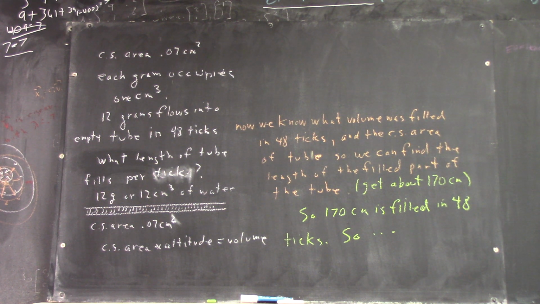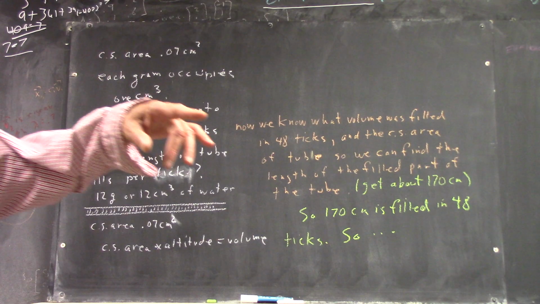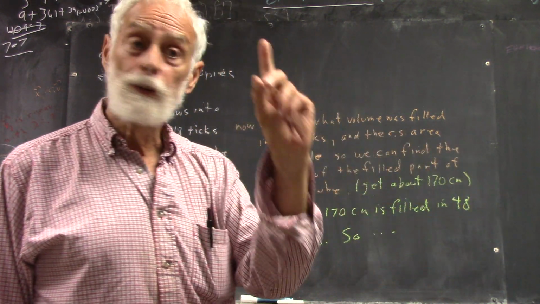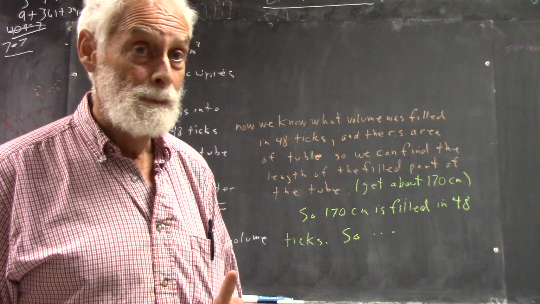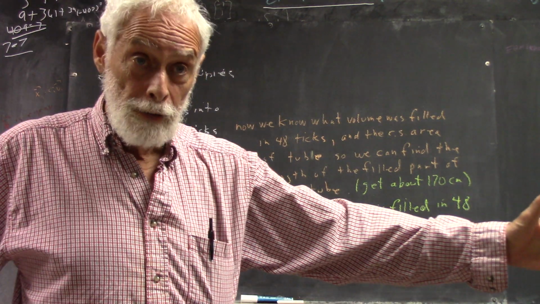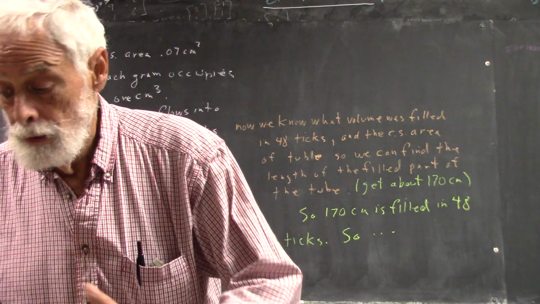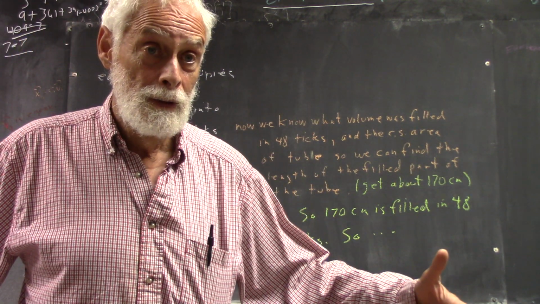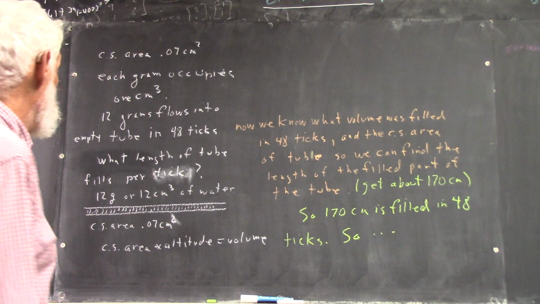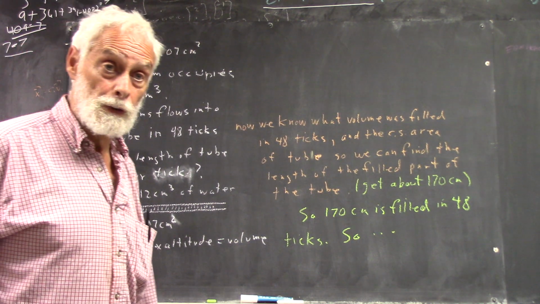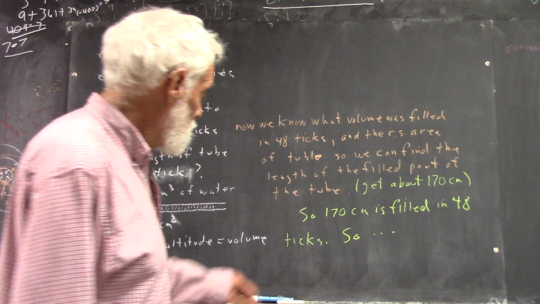Okay, so now the way Corbin approached it was what? He just went down to what happens in 1 tick, rather than figuring out what happens in 48 ticks, which is 170 centimeters of the tube getting filled. He said, well, in 1 tick, you're going to have 1/4 of a centimeter that gets filled, right? So he immediately broke it down.